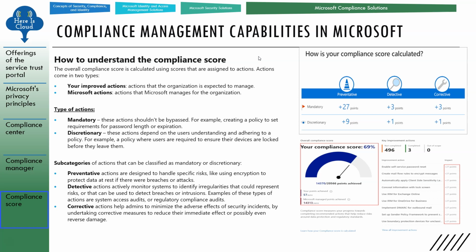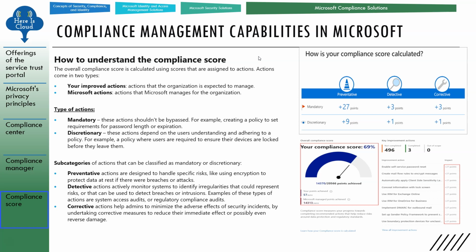The mandatory actions should not be bypassed. For example, creating a policy to set a requirement for password length or expiration. That's a mandatory action. On the other hand, discretionary actions depend on the user's understanding and adherence to the policy. For example, a policy where users are required to ensure that devices are locked before they leave is an example of a discretionary action.